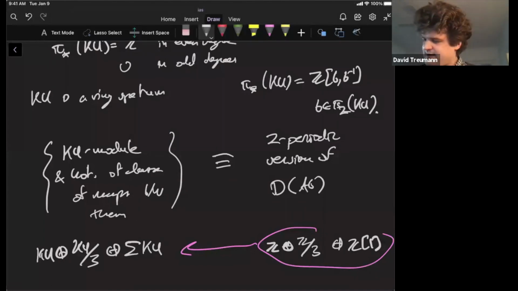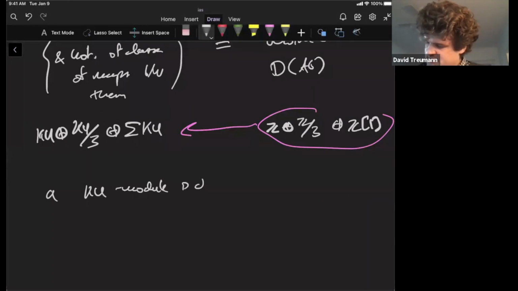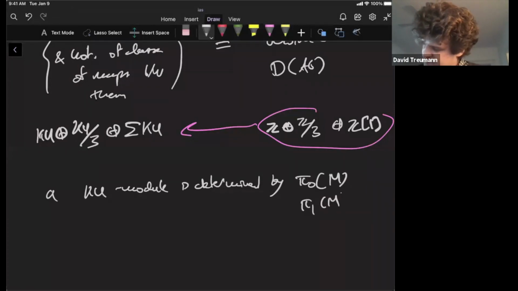So KU modules are determined, up to homotopy equivalence, by these two abelian groups, pi 0 of M and pi 1 of M, for a KU module M.